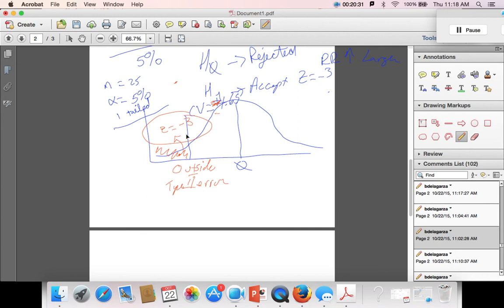So now, in this particular case, does my statistic land inside or outside the region of rejection? It lands inside the region of rejection. Right? So here, I've now rejected the null hypothesis. Sorry, reject the null hypothesis.